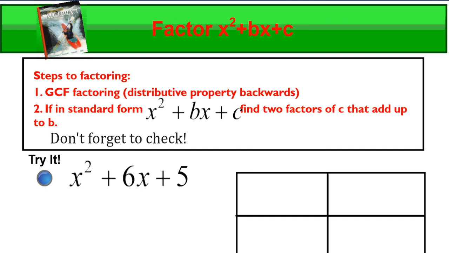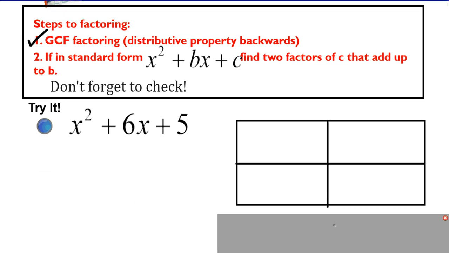Step one is look to see, is there anything I can divide out with greatest common factor factoring? Nope. There are no x's I can divide out of everything because everything doesn't have x's, and there's no numbers that are all in common. So step one is done. We'll see ones later that will have an involved step one. Now I need to find two numbers that multiply to make 5 and add up to be 6.